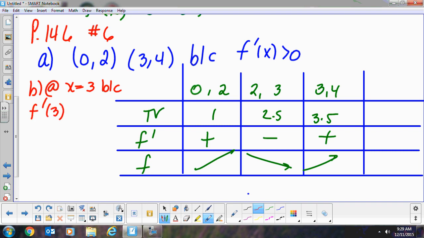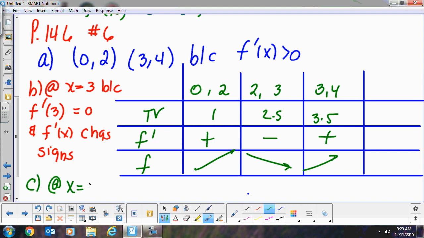f prime of 3, is it equal to 0? Yes, it is. And f prime of x changes signs. Don't talk about the bottom row. You've got to talk about the middle row. All right, for what value of x does f have a relative maximum? What would that be?